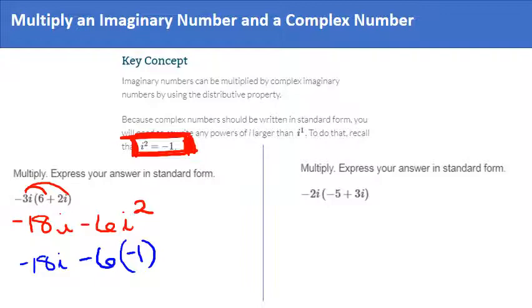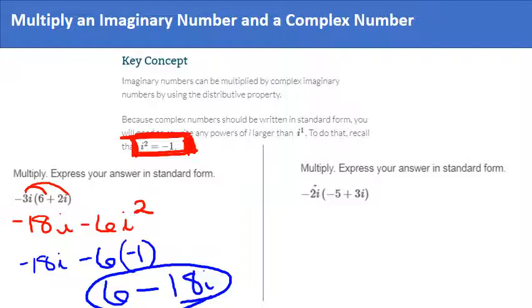So this minus 6 times -1 changes to a positive 6. So that means we have a 6 as our real part. It turns into a real number. So we have 6, and then you put your minus 18i, because remember the form is a plus bi, real parts first, then imaginary. So you write your real number first and then your imaginary number. So our answer here is 6 minus 18i.